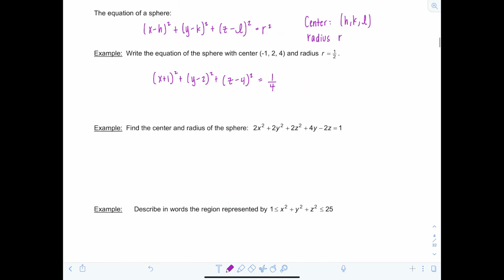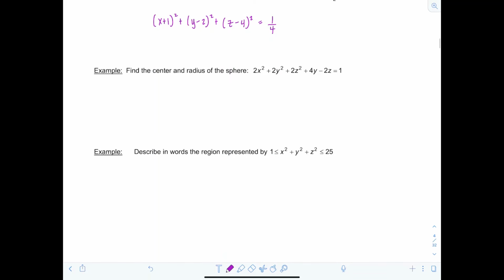Next example, find the center and radius of the sphere 2x² + 2y² + 2z² + 4y − 2z = 1. So in this case, we need to make sure that we complete the square for x, y, and z if necessary. And before I begin doing that, I want to divide everything by 2 since I want the coefficients of all of my quadratic terms to be 1. So I'm going to have here x² + y² + z² + 2y − z = 1/2.